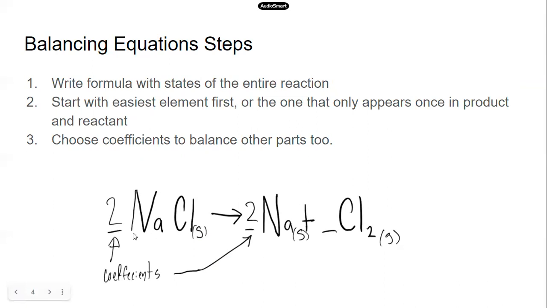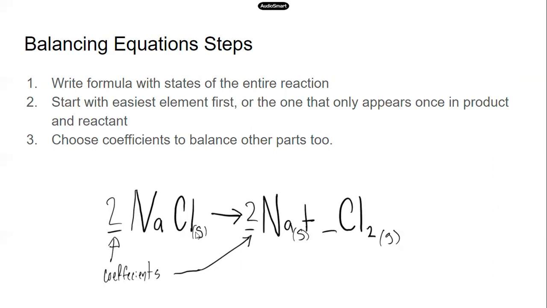So as we see in this example, sodium appears once in the product and once in the reactant, as well as chlorine appears only once on both sides. So we could start with either one. And so we're going to choose coefficients to balance the other parts after that. And what's meant by that is we're going to put coefficients in front and then multiply it by the number of atoms in that molecule.